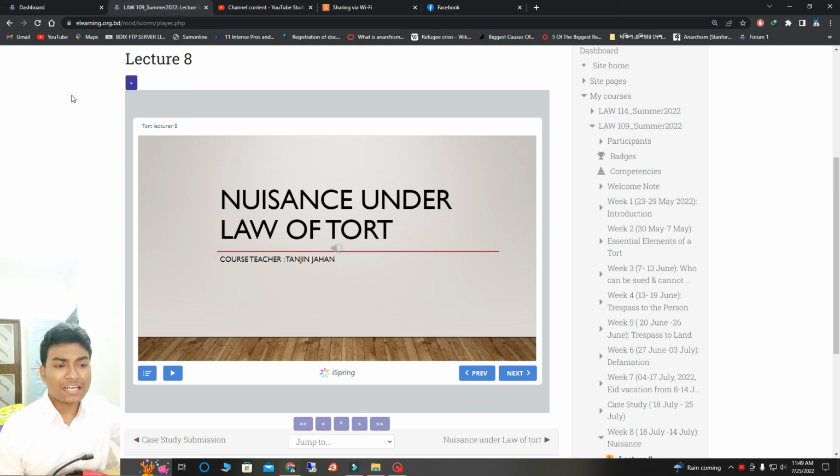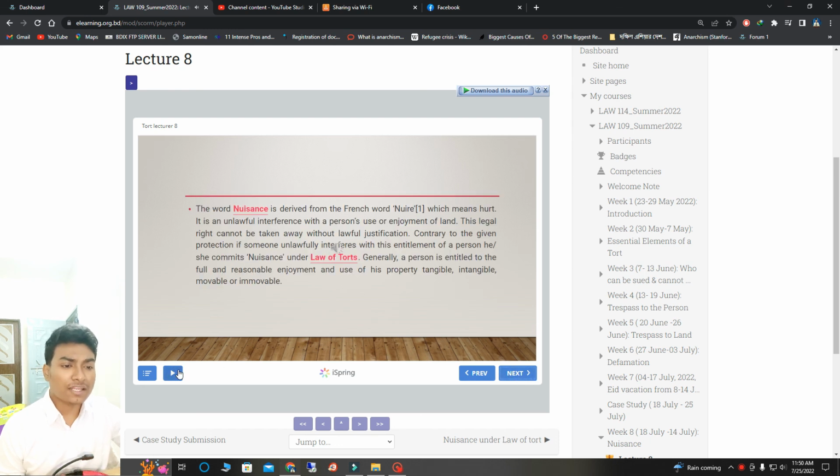The word nuisance is derived from the French word nuire, which means hurt. It is an unlawful interference with a person's use or enjoyment of land. This legal right cannot be taken away without lawful justification. Contrary to the given protection, if someone unlawfully interferes with a person's entitlement, he commits nuisance under the law of torts. Generally, a person is entitled to the full and reasonable enjoyment and use of his property, tangible, intangible, movable, or immovable.